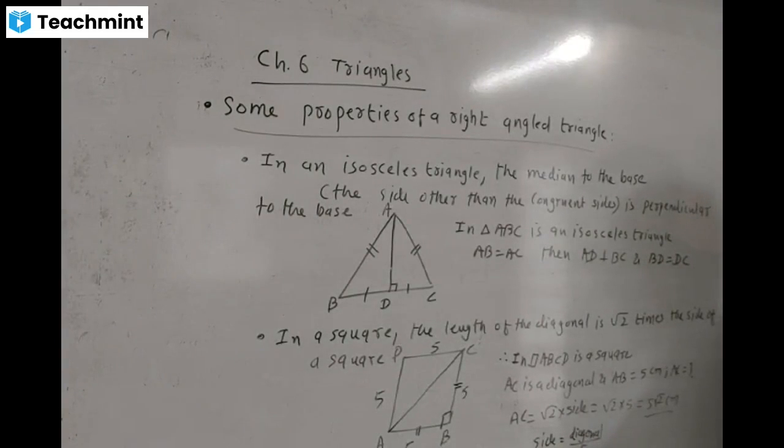Diagonal divided by root 2. If the diagonal is given and we have to find the area of the square, then area is equal to diagonal square divided by 2. Suppose the diagonal is 5 root 2. Then 5 root 2 square is 50, and 50 divided by 2 is equal to 25. And if the side is 5, then the area is 25.